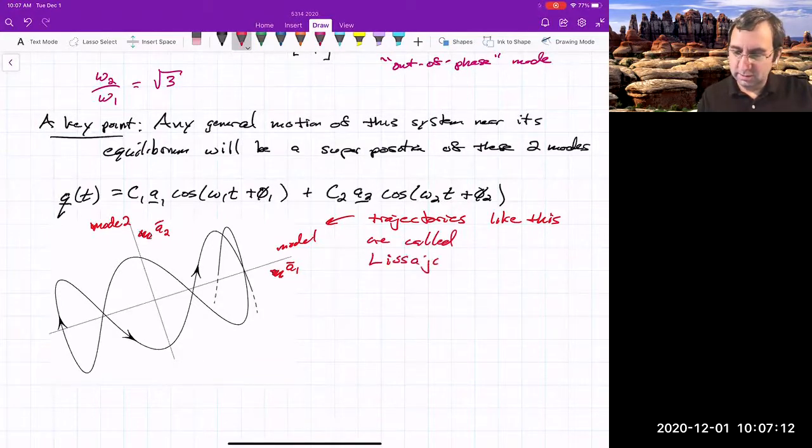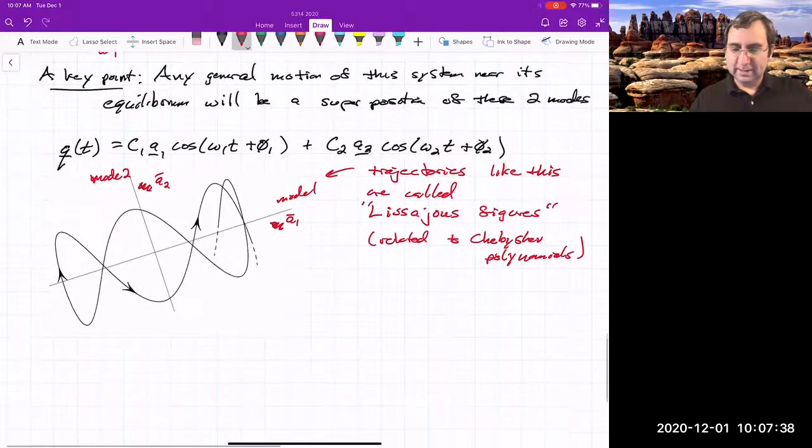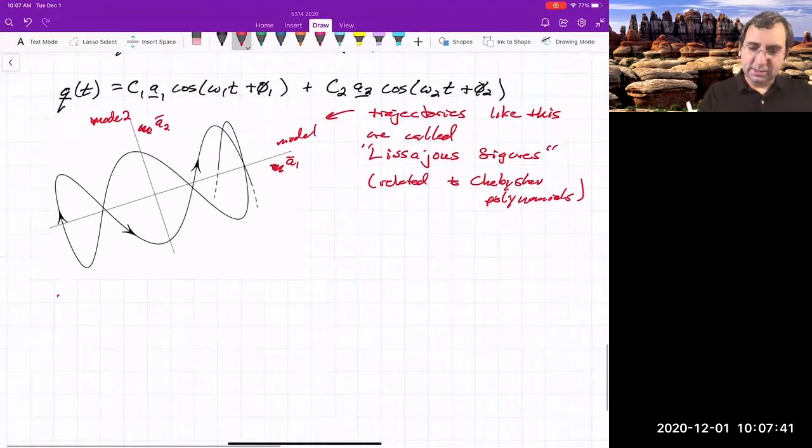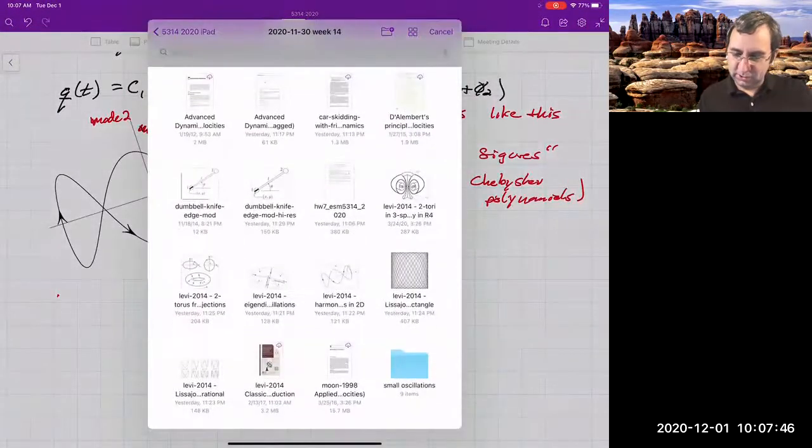Lissajous. I think I'm saying it right. Lissajous figures. And they're related to Chebyshev polynomials in some way that I will not get into. But maybe you've heard of Chebyshev polynomials. Just a little bit more on those things.